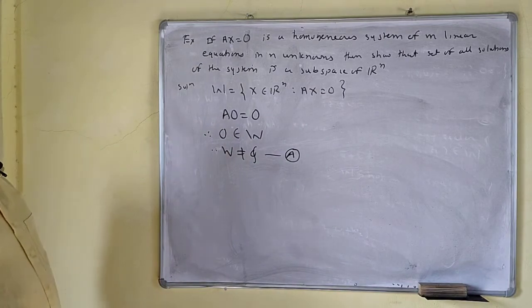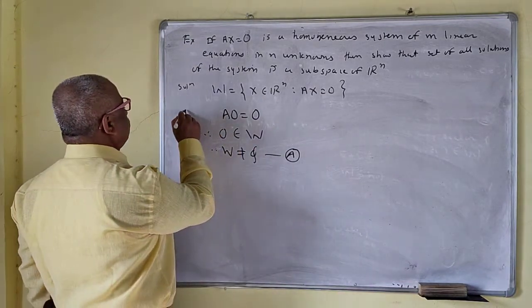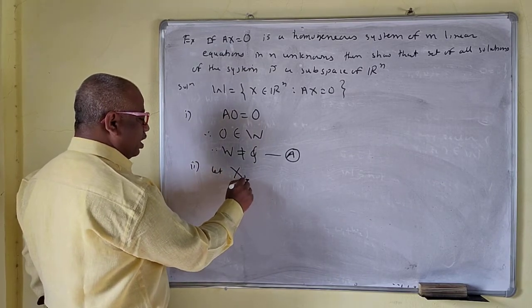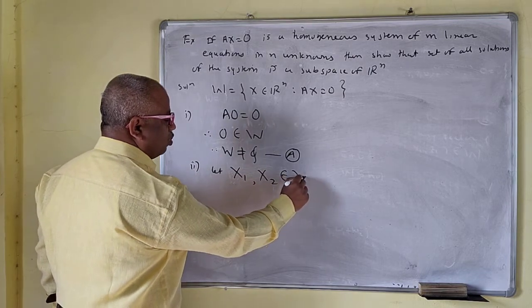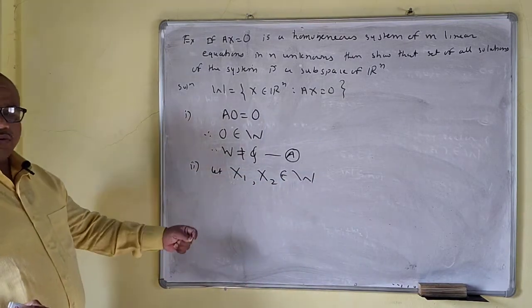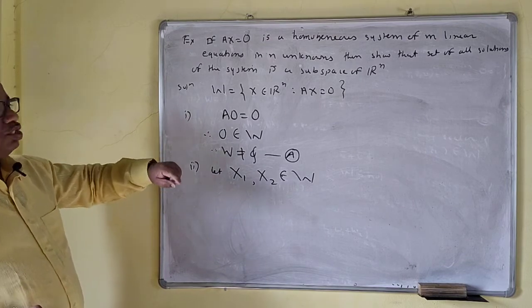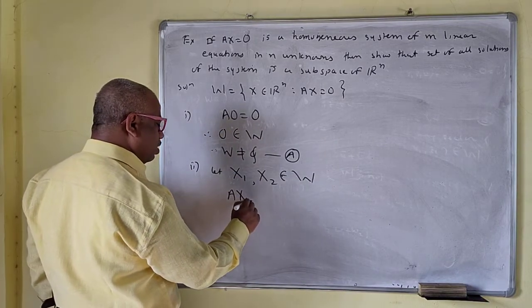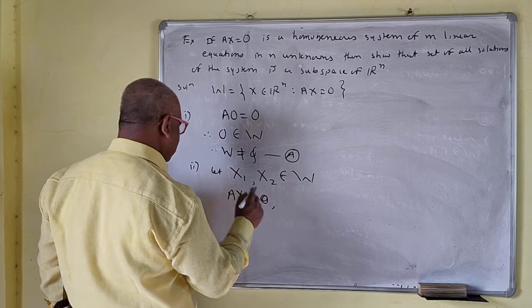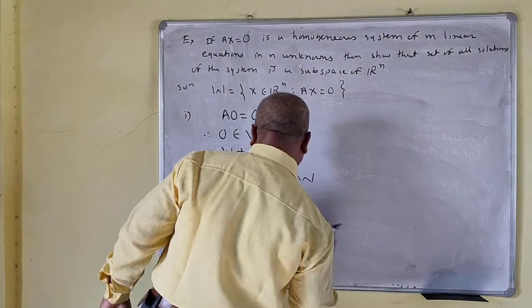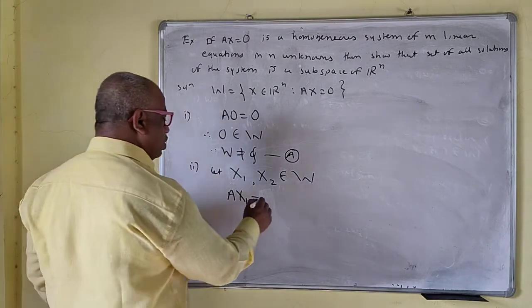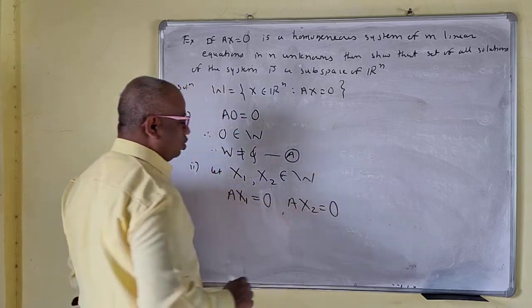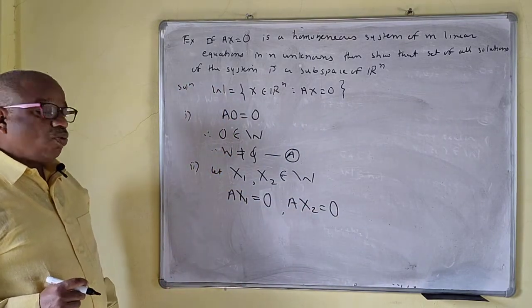Okay, so we'll take two vectors from W. Let x1, x2 belong to W. That means x1 and x2 satisfy the condition of W. The condition of W is Ax is equal to 0. So therefore Ax1 is equal to 0, where this 0 is the zero matrix. And Ax2 is equal to 0. So now what do we want to prove?